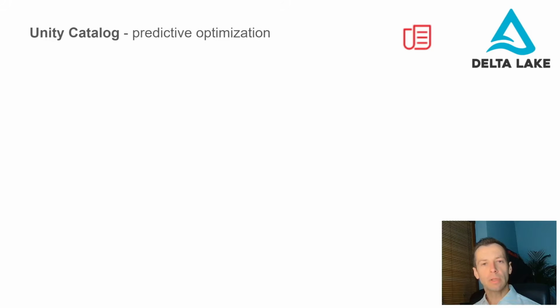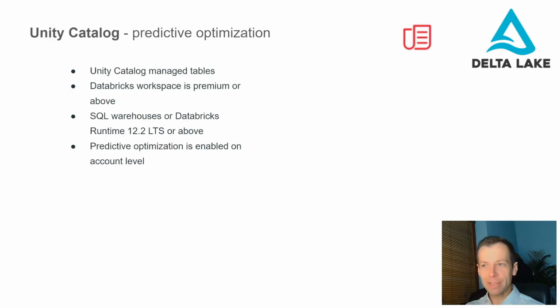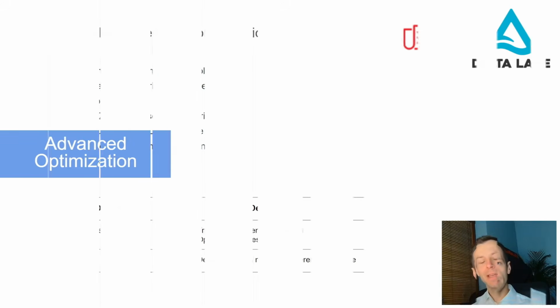So talking about the Unity Catalog predictive optimization. Whenever you are using Unity Catalog managed tables, Databricks Workspace Premium or above, SQL Warehouse or Databricks Runtime 12.2 or above, and whenever predictive optimization is enabled on your account level, then Databricks will kick off two optimizations for you. The first one is optimize, the second is vacuum. So whenever you are going to see it, just don't be surprised, it's Databricks trying to do something good.